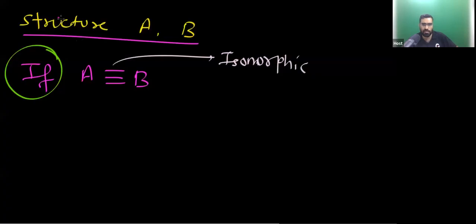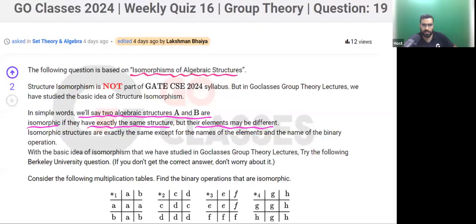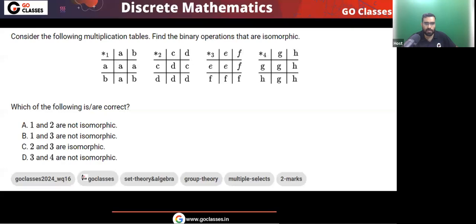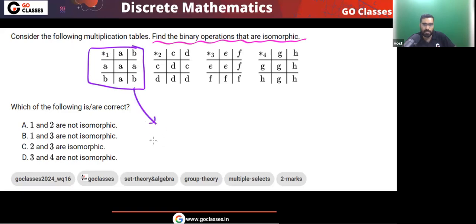Now let's solve this question. The question is asking, find the binary operations that are isomorphic. Let's check one by one. What is this template? Only just focus on the template. In this template, can you notice what is happening? There is an element, for example, okay, let me tell you.